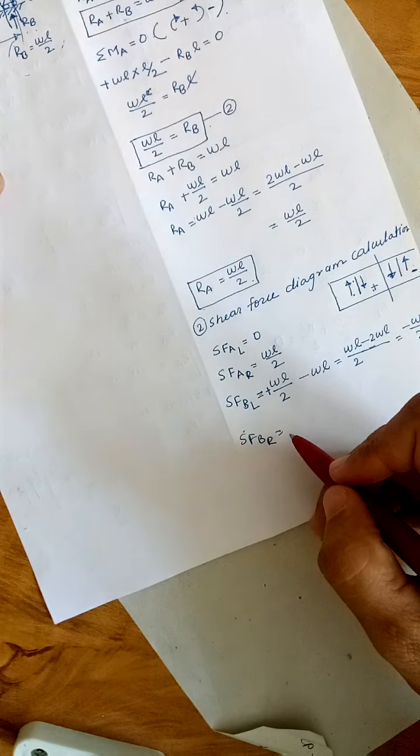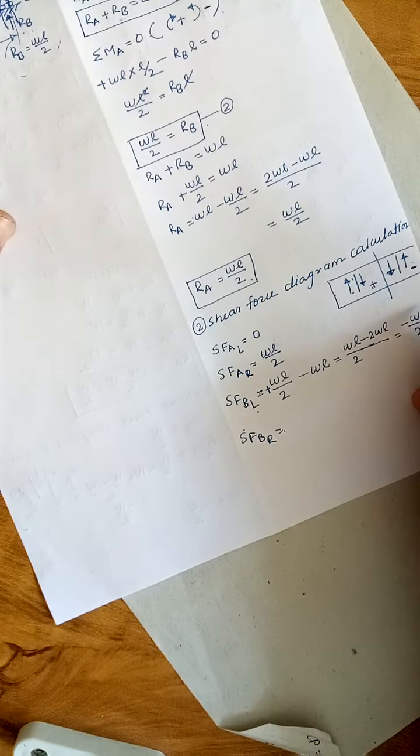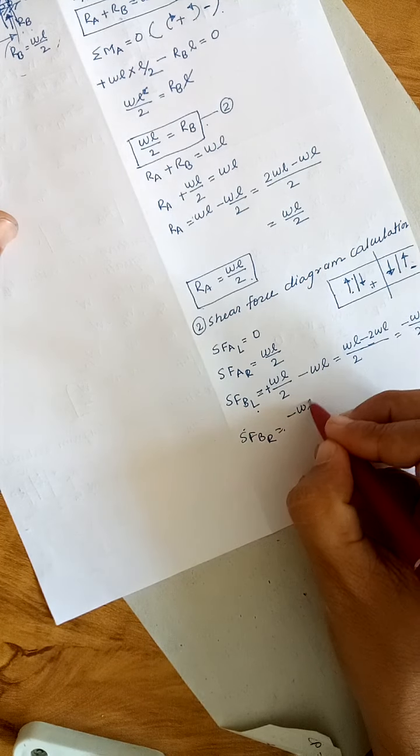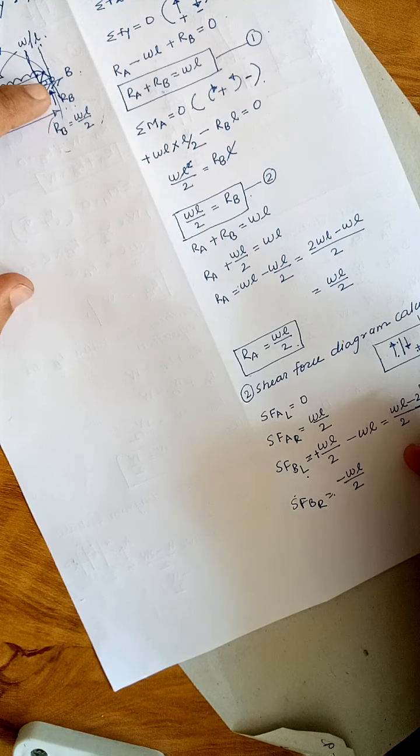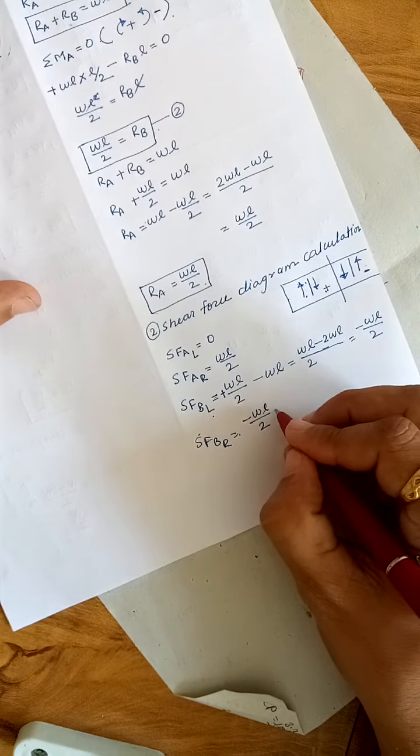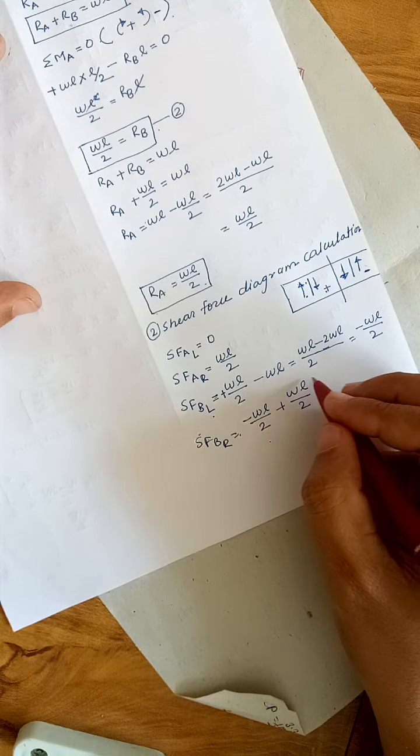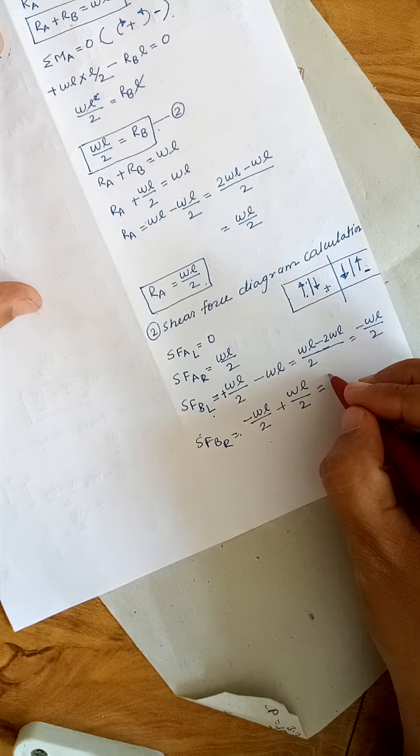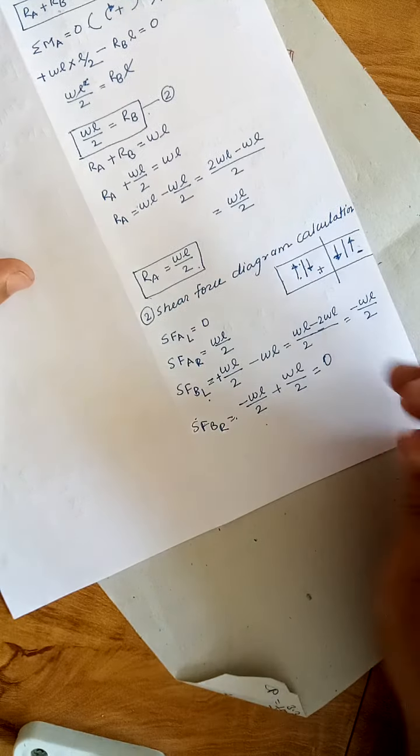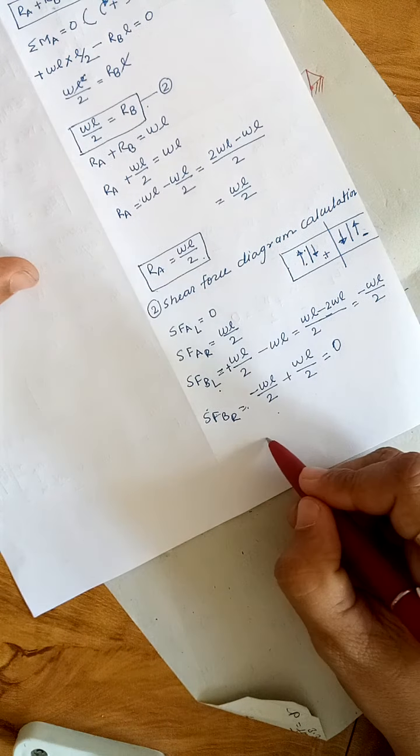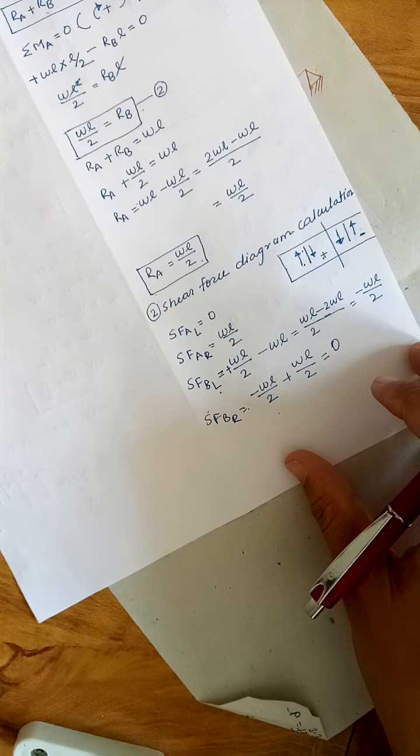So shear force at B right. We know the shear force at B left is minus WL by 2. Now we have to consider this reaction, that will be nothing but plus WL by 2. So minus WL by 2 and plus WL by 2 will be equal to 0. Okay, so this is how the shear force diagram calculation can be made. Just draw the diagram here, and then we will plot it below the beam.